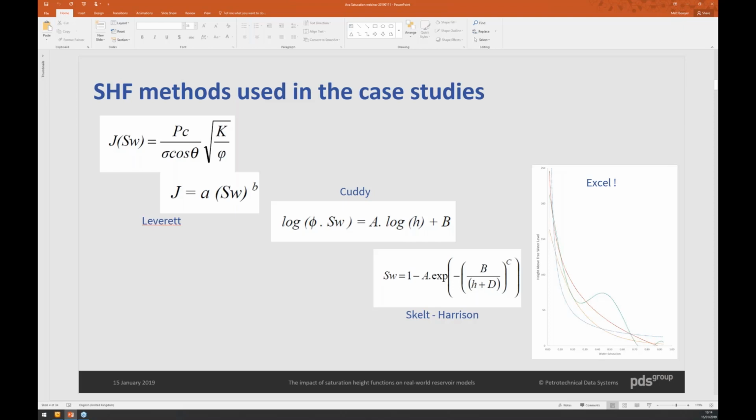So basically, the question I'm trying to answer is which method is best, or does it matter which one we use, or actually is it as simple as that? So let's crack on to the next slide.